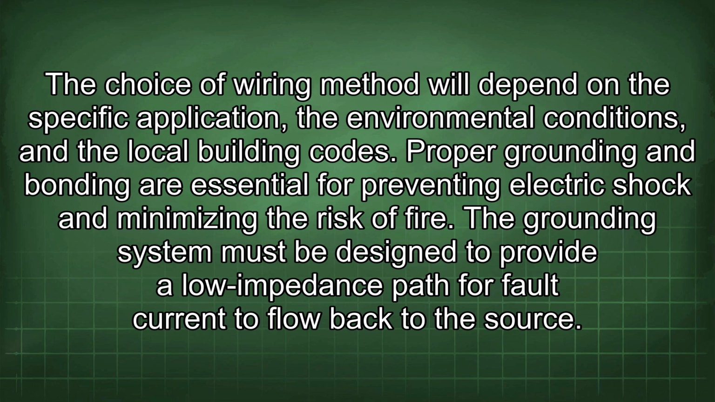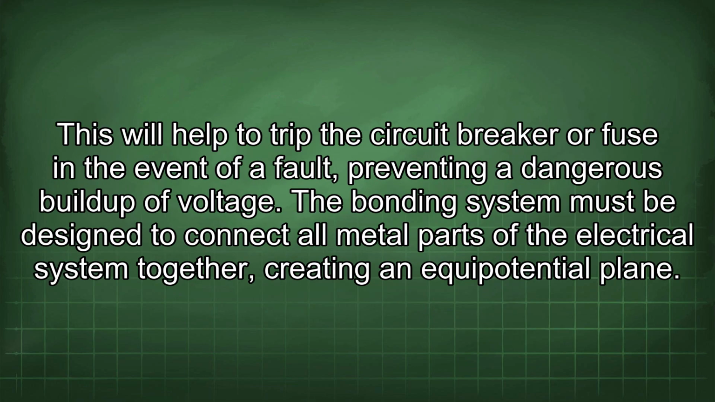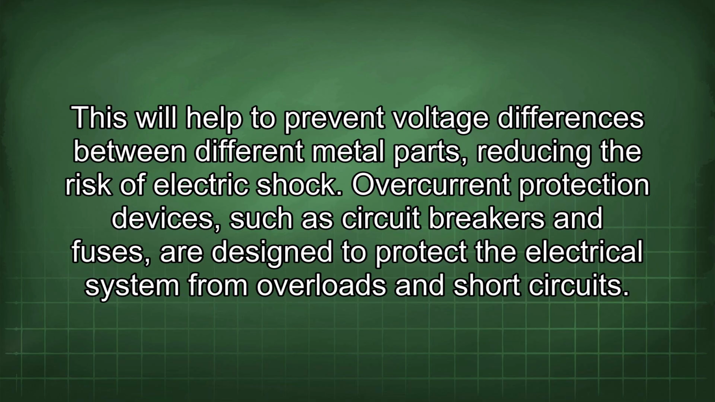Proper grounding and bonding are essential for preventing electric shock and minimizing the risk of fire. The grounding system must be designed to provide a low impedance path for fault current to flow back to the source. This will help to trip the circuit breaker or fuse in the event of a fault, preventing a dangerous buildup of voltage. The bonding system must be designed to connect all metal parts of the electrical system together, creating an equipotential plane. This will help to prevent voltage differences between different metal parts, reducing the risk of electric shock.